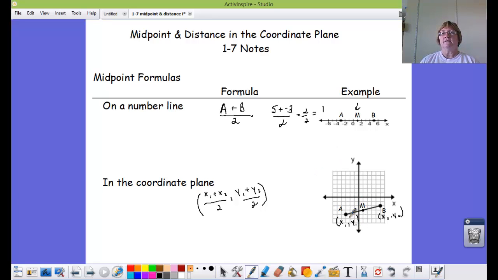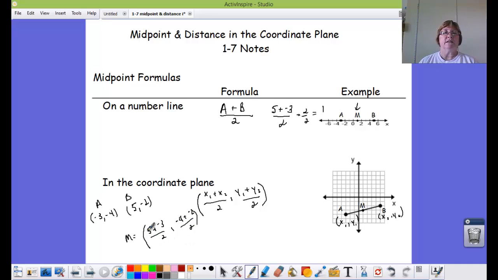As far as this example goes, the point A is at -3, -4. The point B is located at 5 and -2. Formula says to find the midpoint, M, we are going to add together the two x's and divide by 2. 5 plus -3 over 2. I'll do the arithmetic in a minute. Add together the two y's and divide by 2. -4 plus -2 over 2.